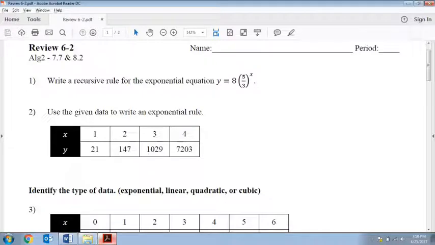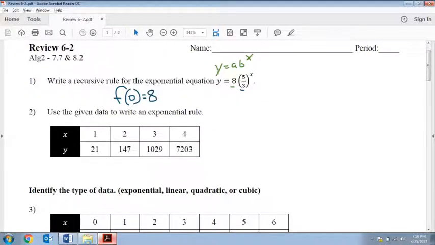Well, what we need to do is, first of all, remember that this right here, let's say this is y equals ab to the power of x. That's the basic form for an exponential equation. Your a is your starting point, and your b is your ratio. So to write it as a recursive, we first need the starting point. So when f is 0, y is 8.